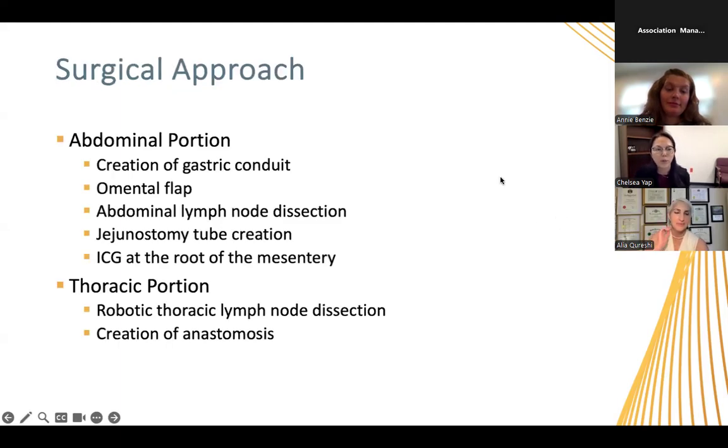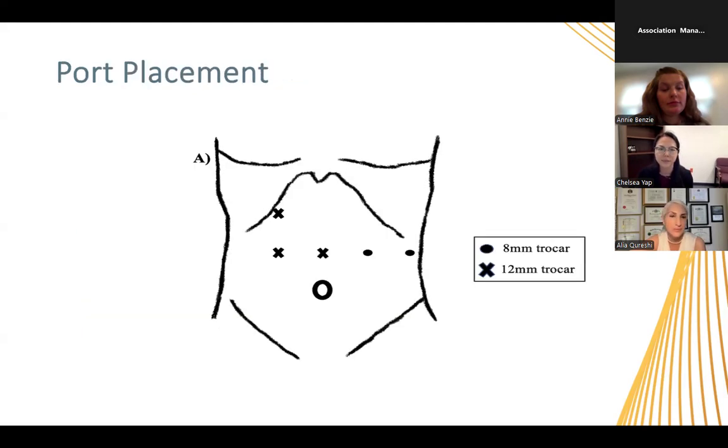Now I will go over more specific to our program and how we're doing our approach. With the abdominal approach, I'm going to show some videos and discuss the creation of the gastric conduit, the omental flap, the abdominal lymph node dissection, and creation of a jejunostomy tube, injecting ICG at the root of the mesentery to later identify the thoracic ducts. And then in the thoracic portion, the robotic thoracic lymph node dissection and creation of our anastomosis.